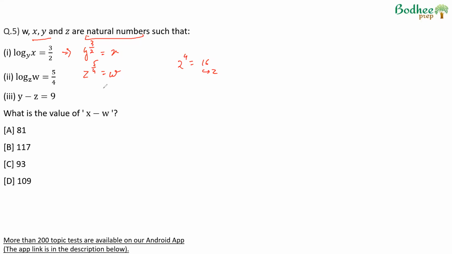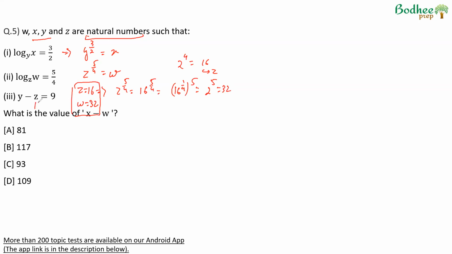So if we take z as 16, we will have z raised to power 5 by 4 as 16 raised to power 5 by 4, which is 16 to the 1 by 4, to the 5, which is 2 raised to power 5 or 32. And therefore w becomes 32. If z is 16, w is 32. Again, I'm just looking at values and then eventually look for the answer.